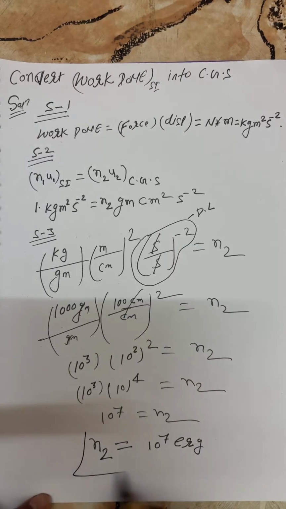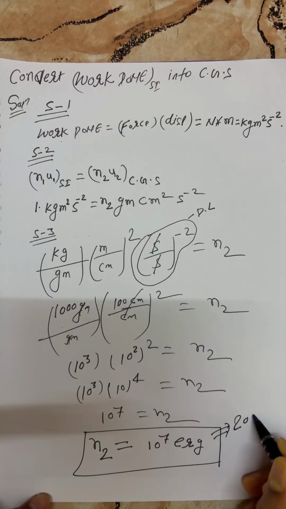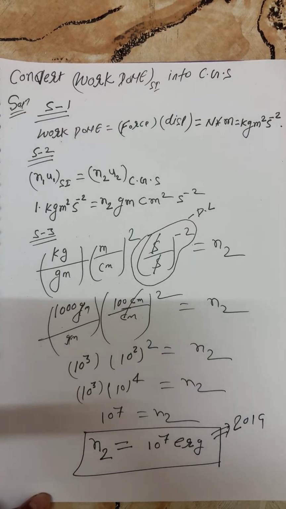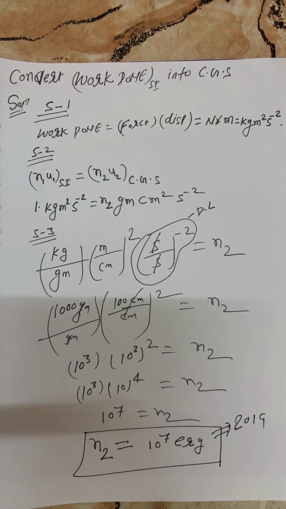This is a question asked in Manipal University in 2019. Work done SI to CGS. What's your answer, my kids? 10 to the power 7 erg. Somewhere, if we don't know the CGS unit of that particular physical quantity, no need to bother. Let it be. But be pretty sure the paper will be very serious.